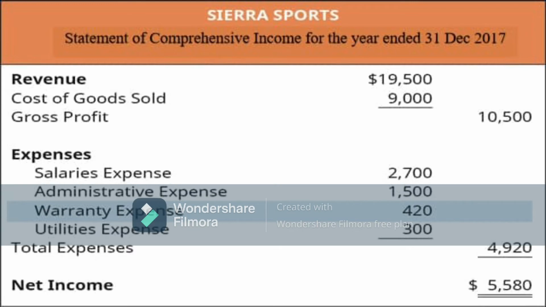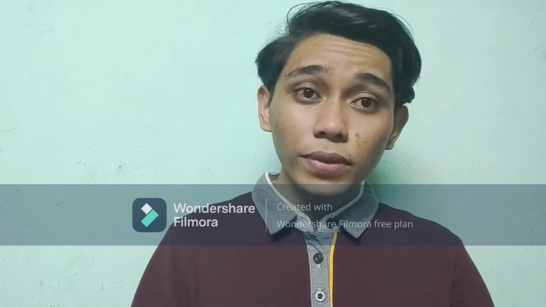Statement of comprehensive income. Firstly, at the revenue, we minus the cost of goods sold from the revenue and we get the gross profit. After that, at the expenses, we plus the salaries expense, administrative expense, warranty expense and utilities expense, and we get the total expenses. After that, we minus the total expenses from the gross profit and we get the net income.